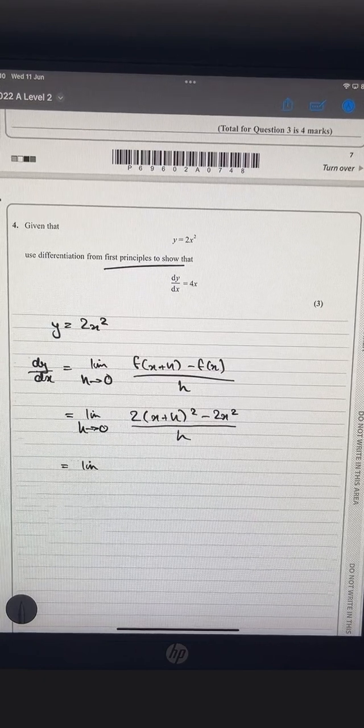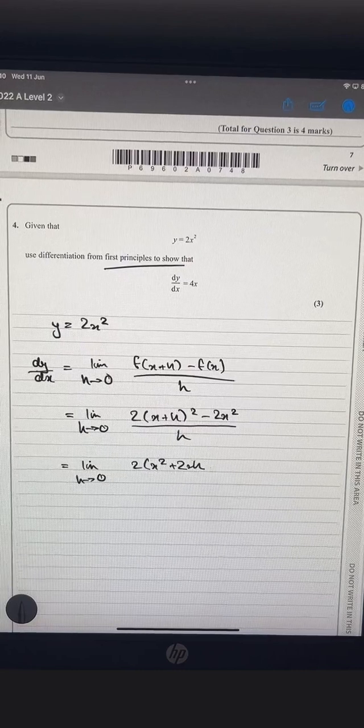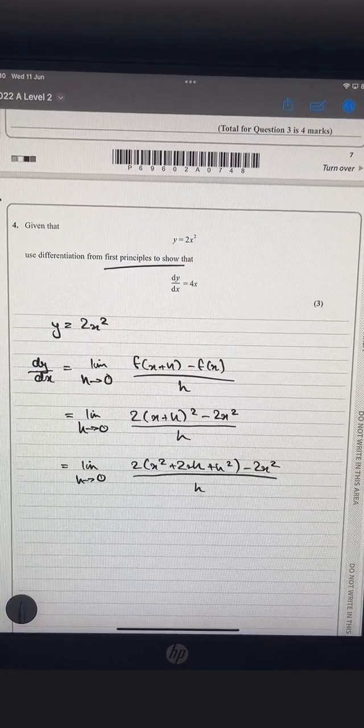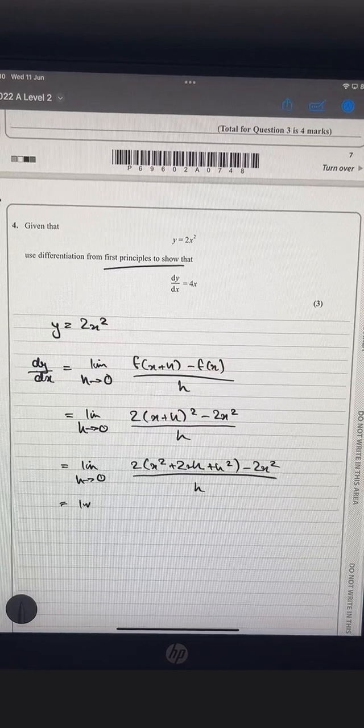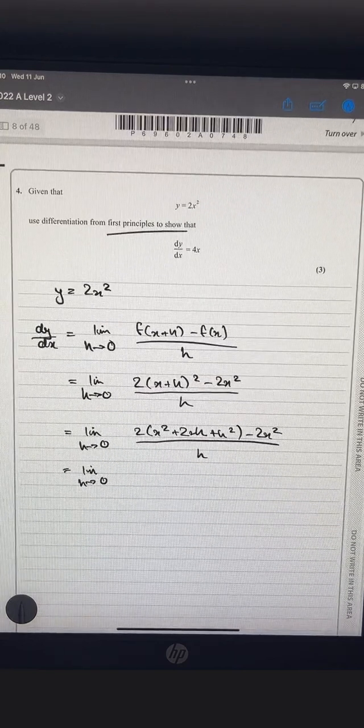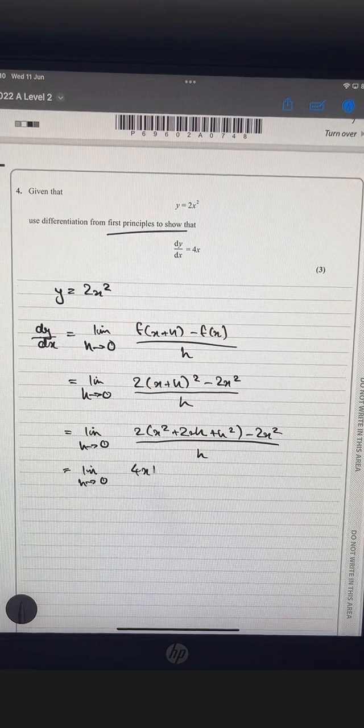Now I just do the limit as h tends to 0 again, and I'll just expand my brackets: x squared plus 2xh plus h squared, minus 2x squared, all over h. And if I expand out, I have, again, the limit as h tends to 0, 2x squared minus 2x squared, that just goes out. This is A-level maths, and this is Edexcel, but further maths is also Edexcel too. So 2x squared minus 2x squared cancels out. Then 2 times 2xh is 4xh. 2 times h squared is plus 2h squared, all over h.